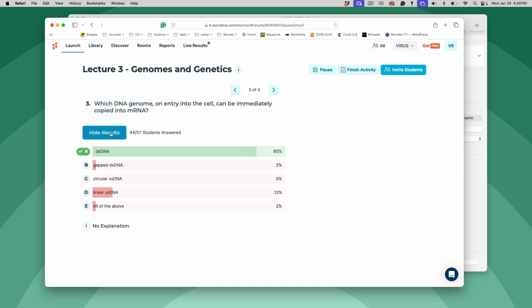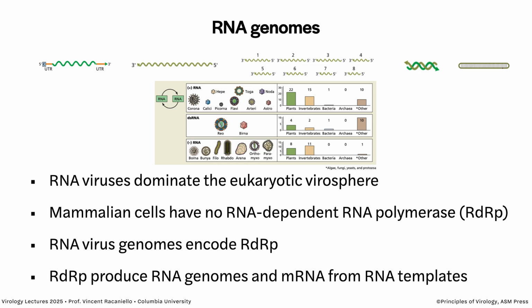So the answer is double-stranded DNA. Most of you got that, right? That's the one thing you have to remember. It's the only molecule that can be directly transcribed into mRNA. All the others have to be repaired first.